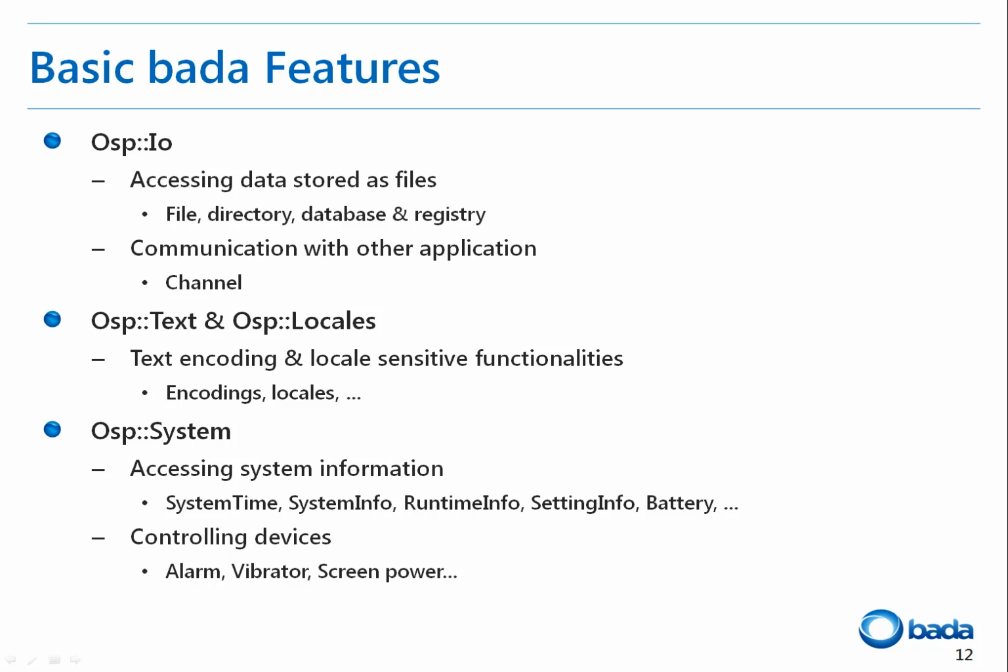The OSP locales and OSP text namespaces together provide functions to identify different locales or regions and provide locale-sensitive functionalities such as text encoding. The OSP system namespace provides system information, the system time, alarms, vibrators, runtime information, and power management capabilities.